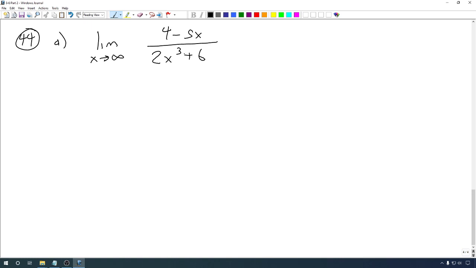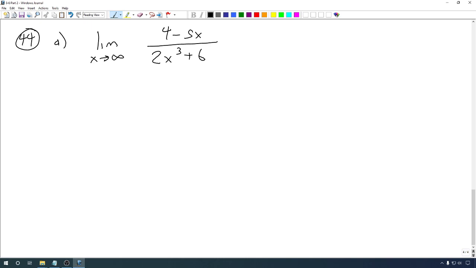On the bottom, well, the x cubed is going to go to positive infinity, times 2 is still going to go to positive infinity, and adding 6 to that is actually just going to make it even slightly bigger. So the bottom is going to go to infinity as well. Negative infinity over infinity, well, maybe the infinities cancel out. Maybe they don't. We're not entirely sure. So we have to be a little bit more careful than that.